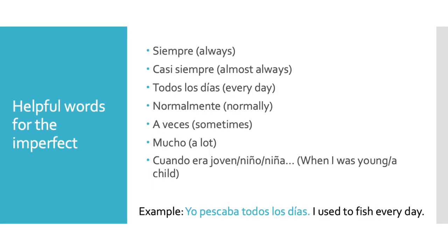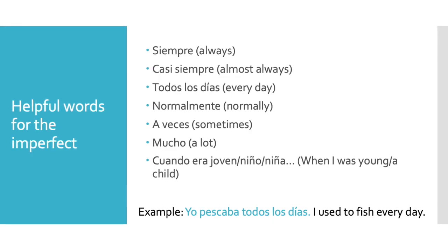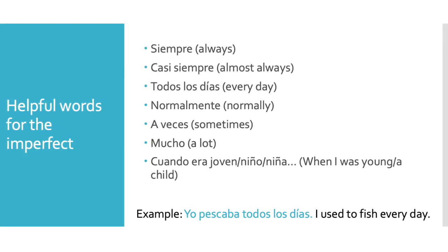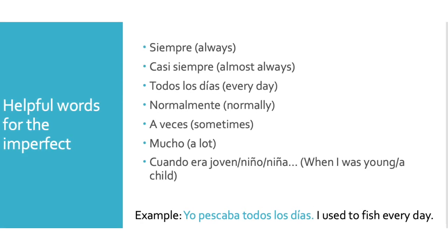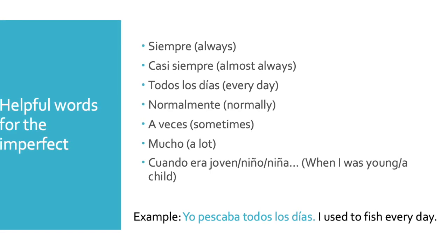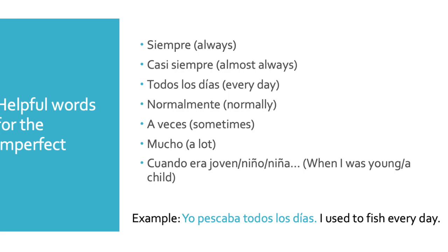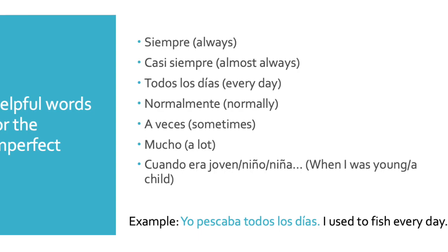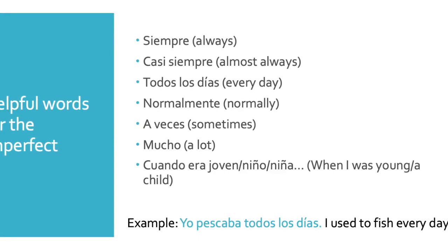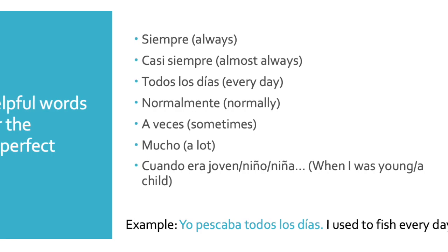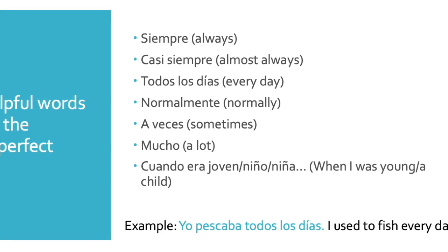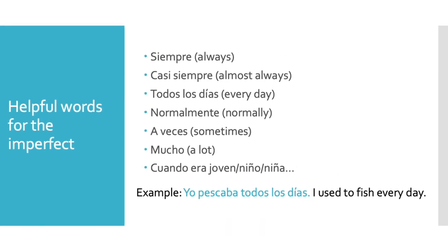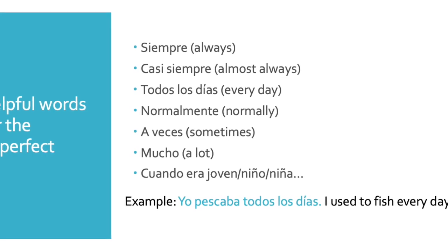All of these words are helpful while using the imperfect tense, so feel free to pause the video to make note of these. You are more than welcome to repeat them as I say them. Siempre, casi siempre, todos los días, normalmente, a veces, mucho, cuando era joven, cuando era niño, cuando era niña. In the example there, yo pescaba todos los días.